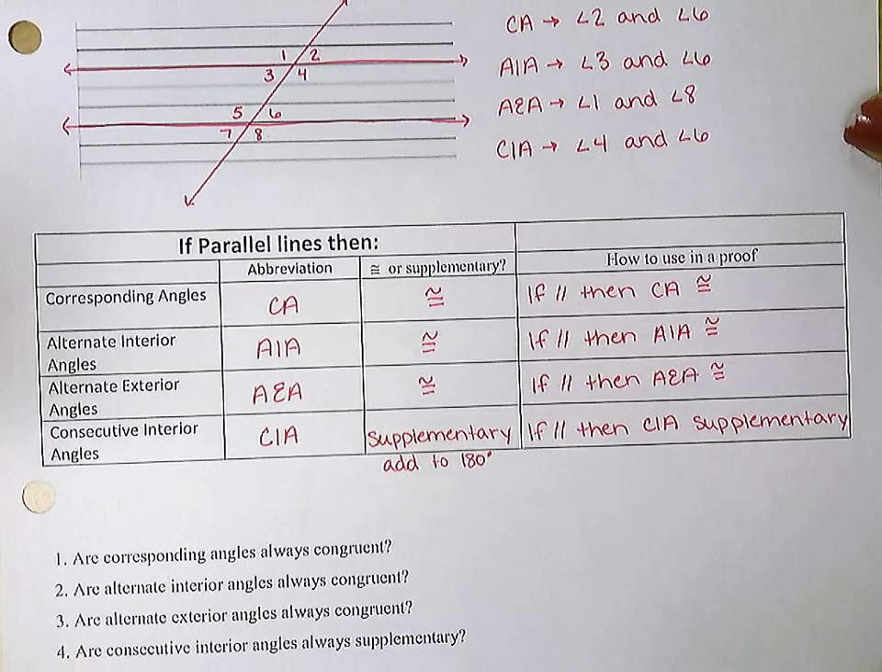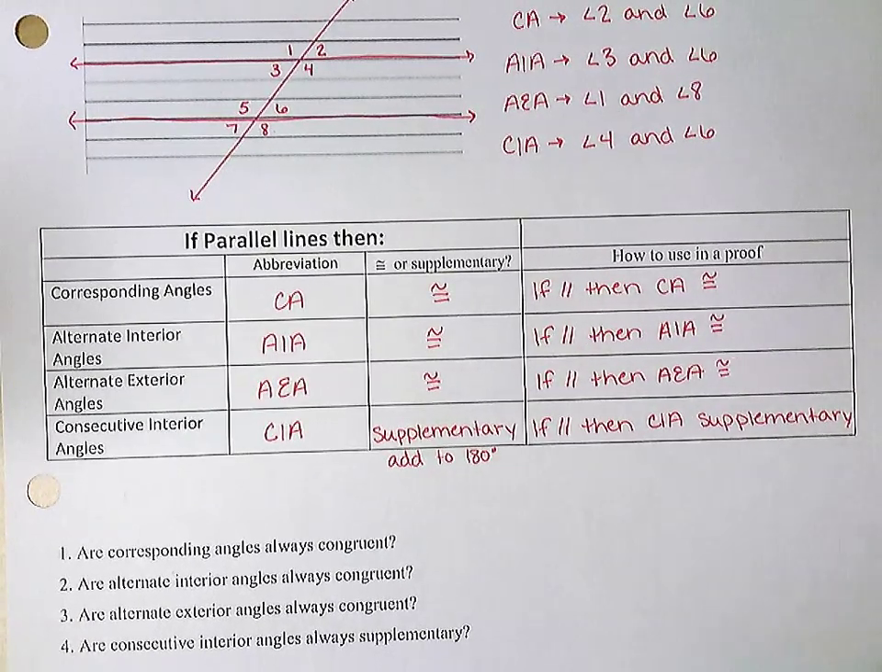Then what I want you to do is look at the next 4 questions. Don't write anything down. Number 1 says, are corresponding angles always congruent? 2, are alternate interior angles always congruent? 3, alternate exteriors always congruent? And 4, consecutive interiors always supplementary? Talk to the people next to you. Do you think that is true or false?